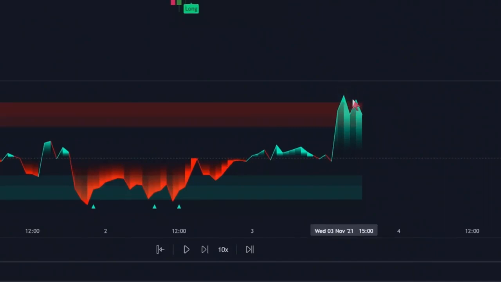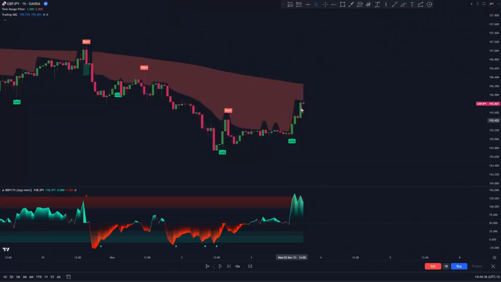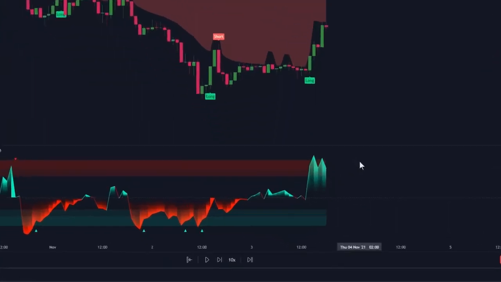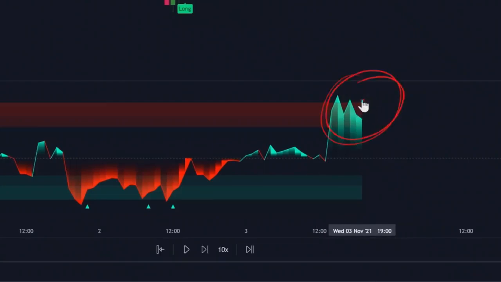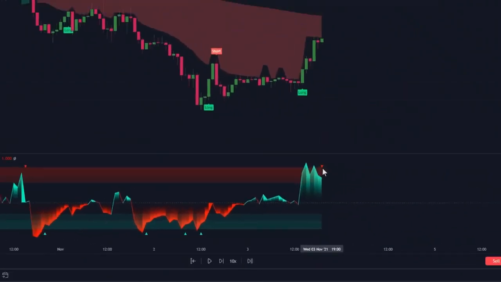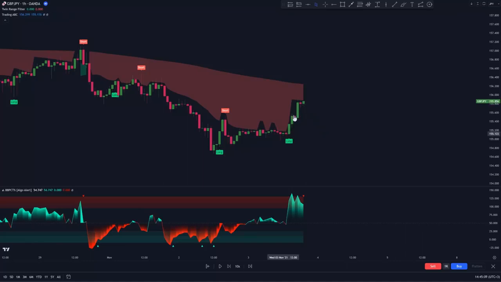This indicates that the price is overbought and therefore a higher probability of it going back downwards. Immediately after the break above the upper band, we want a red down arrow to be printed. This increases the probability of the market reversing to the downside after this retracement.